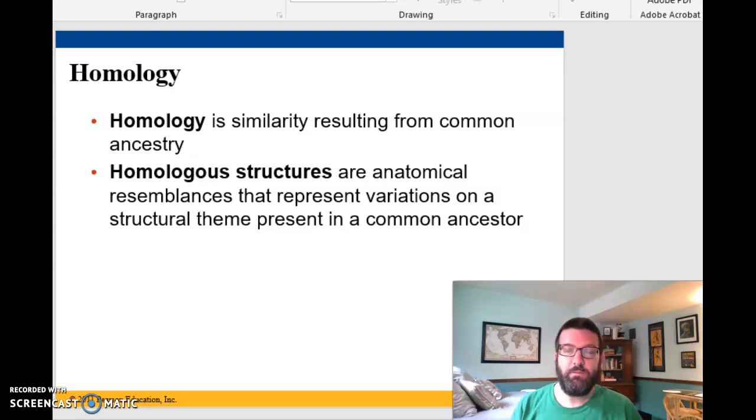So I want to discuss a little bit more about why we are confident that species evolve by natural selection. I'm going to introduce a few terms to you over the next few slides. The first one is homology. A homology, or a homologous structure, is a similarity that results because you have a common ancestor. In other words, two different species have a structure that's kind of similar, and the reason it's kind of similar is because they evolved from a common ancestor that had that structure.